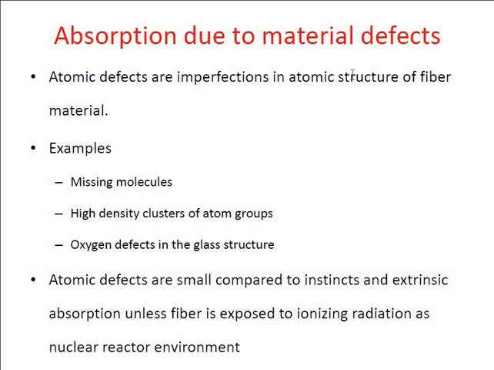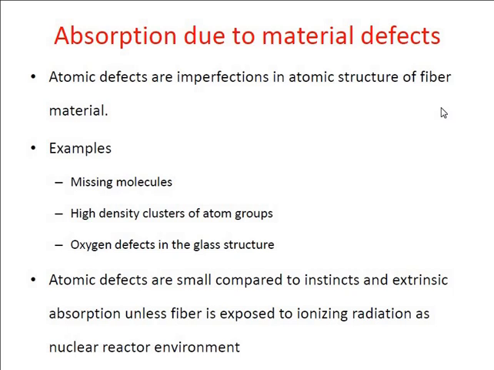So what are the three types? One is intrinsic absorption, extrinsic absorption, and third is absorption due to material defects. Coming to absorption due to atomic defects, what is the atomic defect? These are the imperfections in the atomic structure of the fiber material.